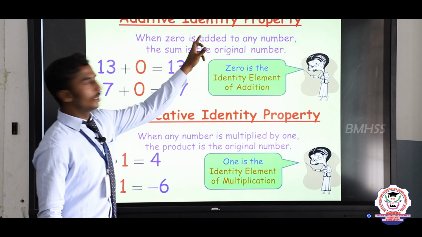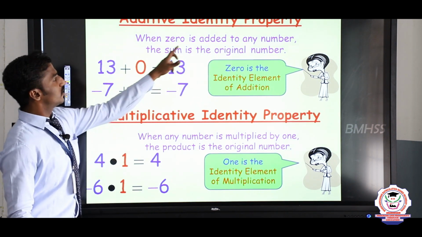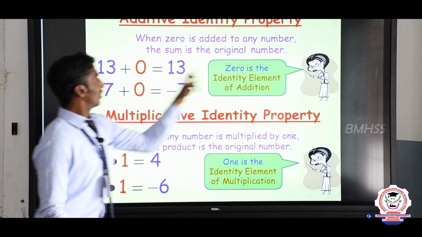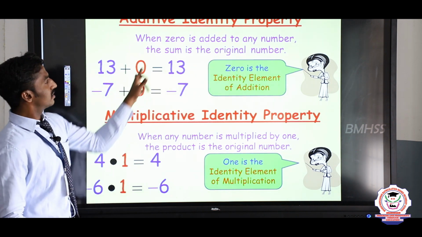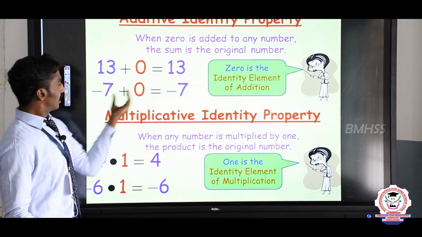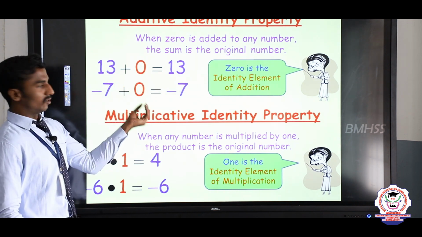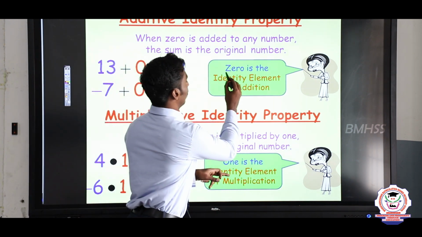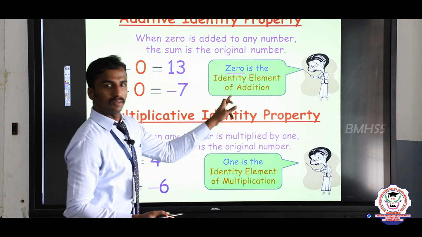Next one, additive identity property. When 0 is added to any number, the sum is the original number. Example, 13 plus 0, we get 13 only. Same number. Next one, minus 7 plus 0, we get minus 7 only. Listen, 0 is the identity element of addition.